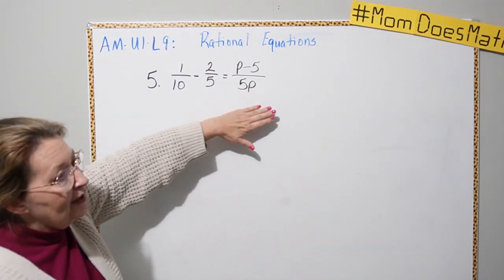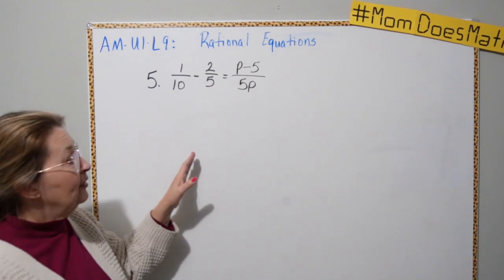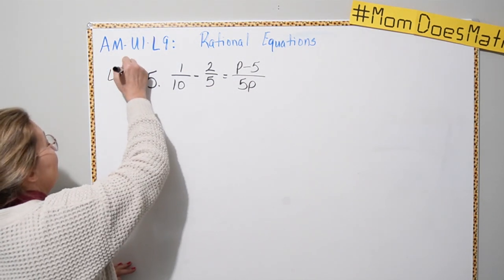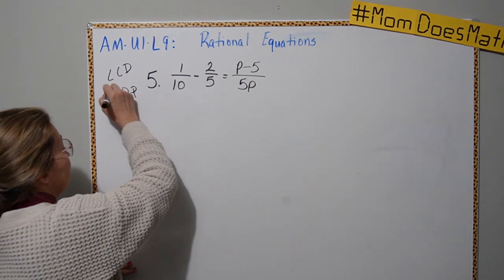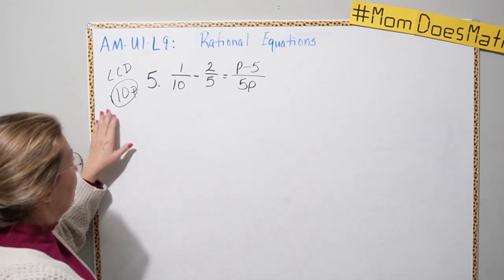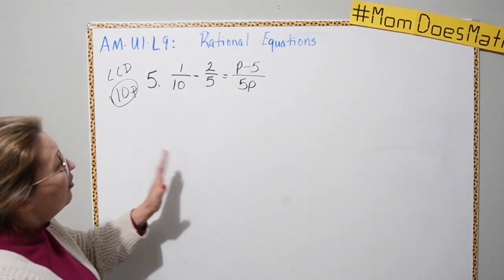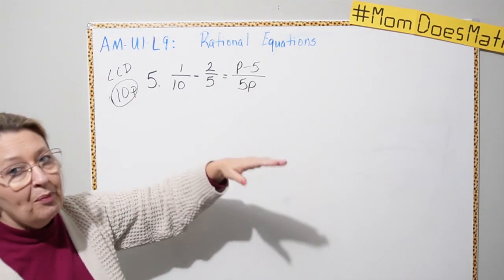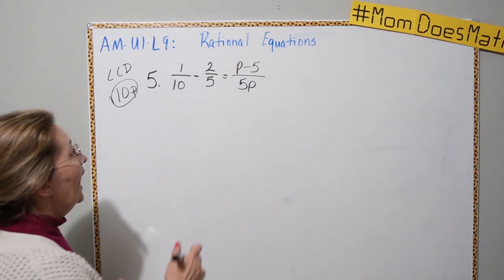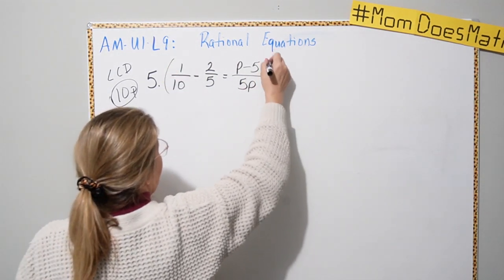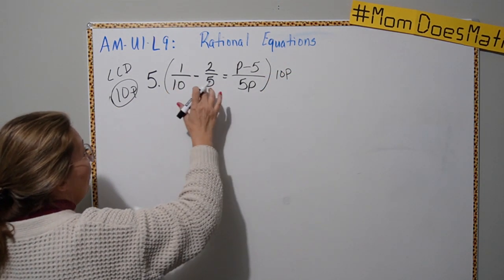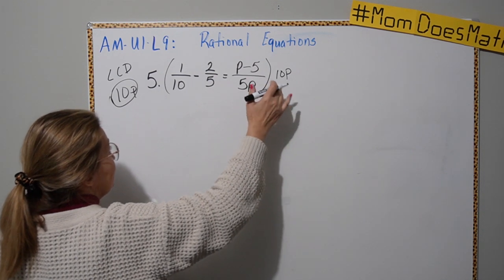Look at your three denominators and pick out a least common denominator. Between 10 and 5 and p, your LCD is going to be 10p. You need one of everything and the highest power of each one. So here's what we're going to use. If you multiply all the way through by a least common denominator, you get rid of all the fractions. So I'm going to take a minute and show you what this looks like for every single one, because I have to multiply all three of these times 10p.